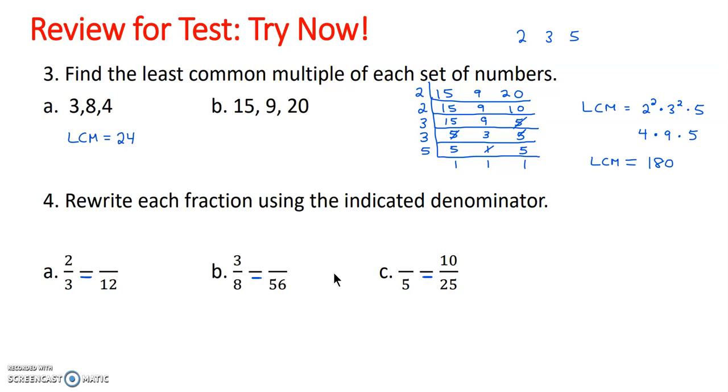When you are rewriting fractions, you notice how the denominators change. I'm going from 3 up to 12. I had to multiply by 4 to do that, so I'm going to multiply by 4 on my numerator. 8 up to 56 means I'm multiplying by 7. 3 times 7 is 21. 5 up to 25, I multiply by 5. Or I can look at it as 25 divided by 5. So 10 divided by 5 will give me a 2. 2 times 5 makes 10.